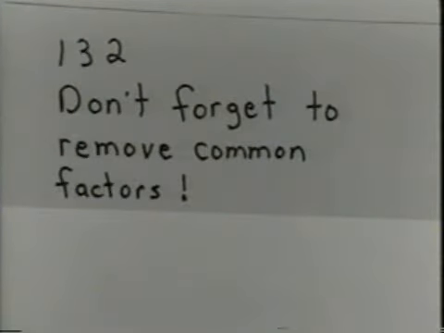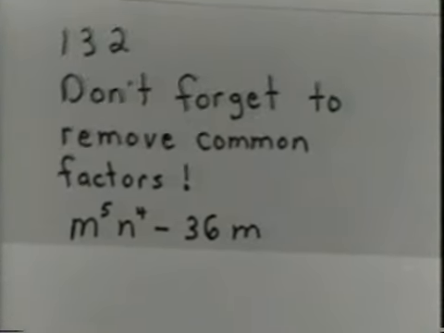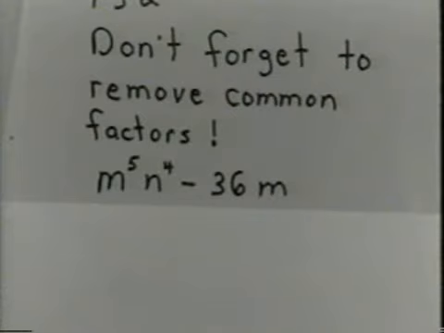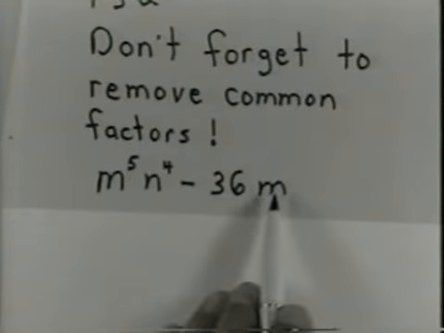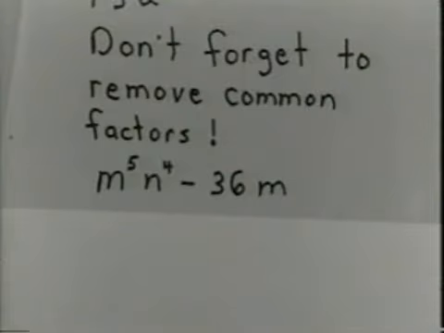As you're factoring, don't forget to remove common factors. If you look at m to the 5th, n to the 4th, minus 36m, your first response would be, I can't factor it. It's a binomial. It doesn't fit one of the three formulas. So therefore, I can't factor it. However, notice that we have a common factor of m.